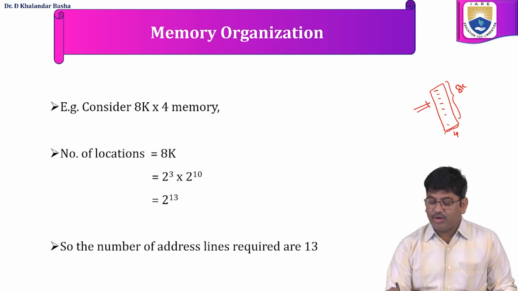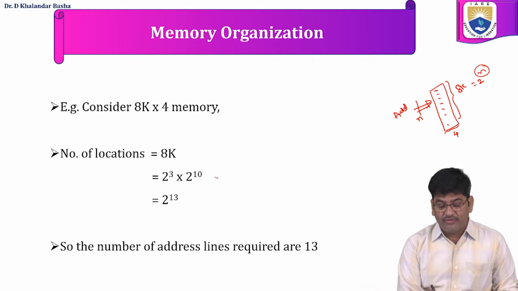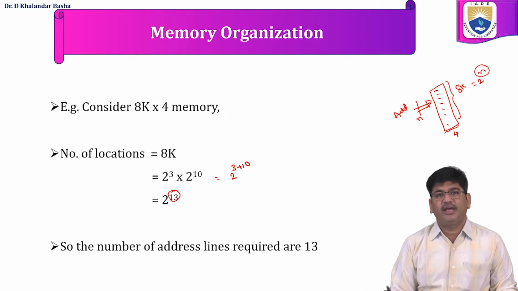For accessing any memory location, the number of address lines we require is n. For finding the n value, the number of memory locations is represented as 2 to the power of n, and from this we have to find n. The number of locations given in the problem is 8K, where 8 can be represented as 2 to the power of 3, and 1K is equivalent to 2 to the power of 10. So 2 to the power of 3 plus 10 gives 2 power 13. It specifies that 13 address lines are required for accessing any memory location of the 8K by 4 memory chip.